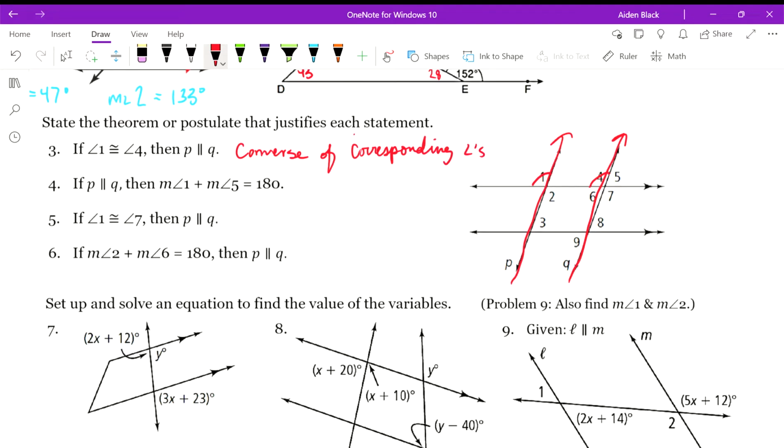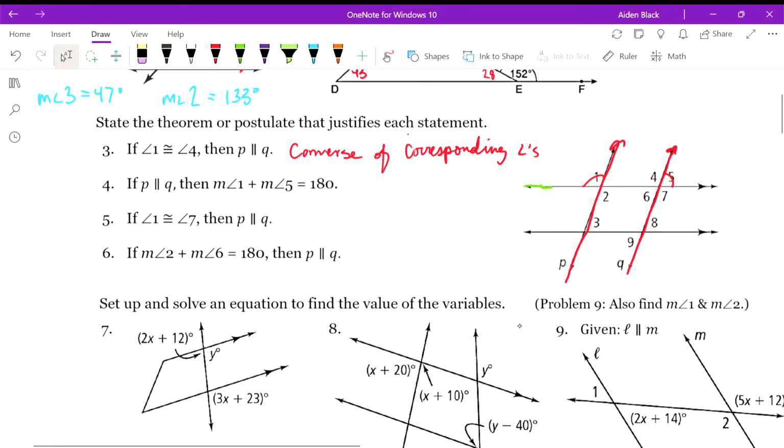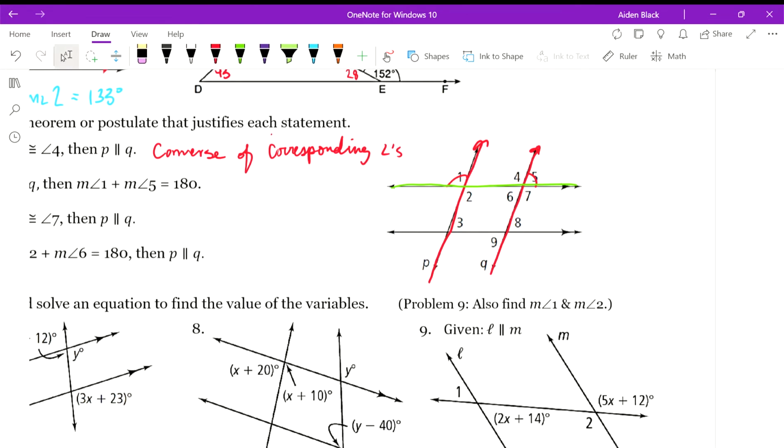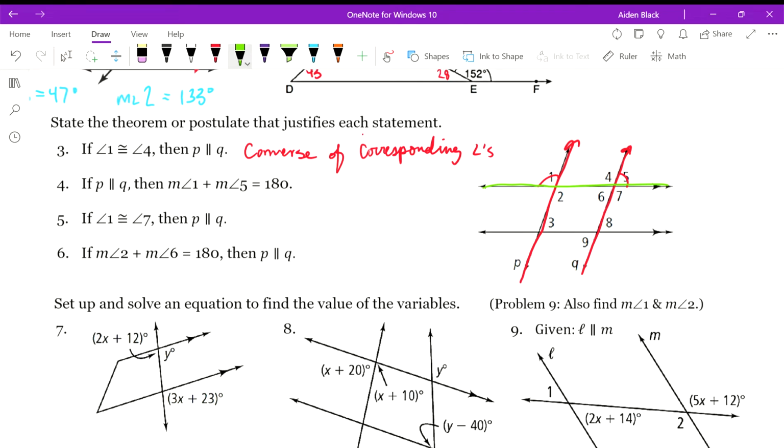It says if P is parallel to Q, so if it's starting out with saying the lines are parallel, then the measure of angle 1 plus the measure of angle 5 equals 180. So you can see this would be the transversal in question. You don't even have to worry about this line down here. We're just looking at those two parallel lines and the transversal. We know that that would be true, that those two would add up to 180. Not by the converse, but just simply by same side exterior angles theorem.